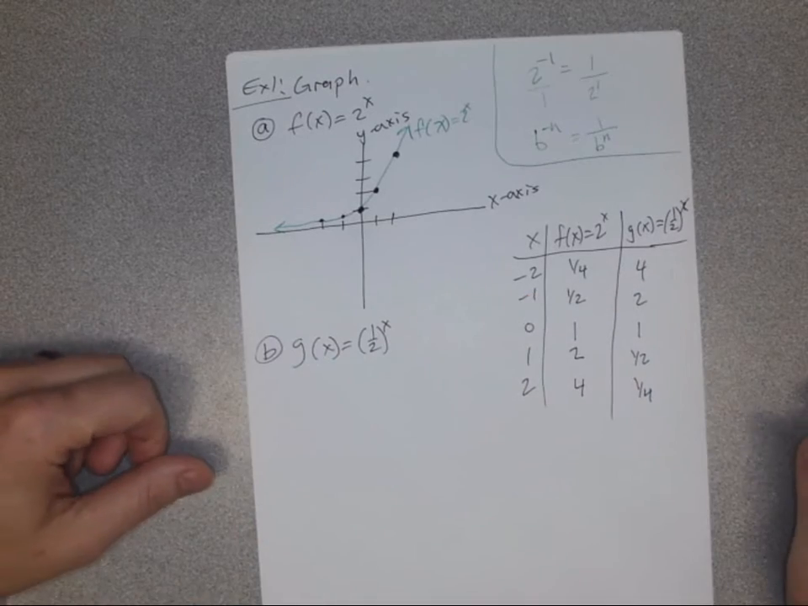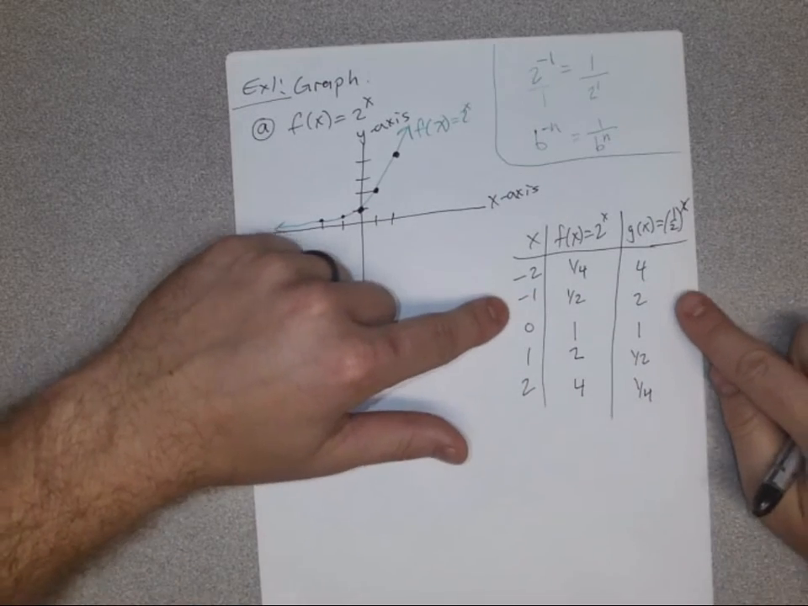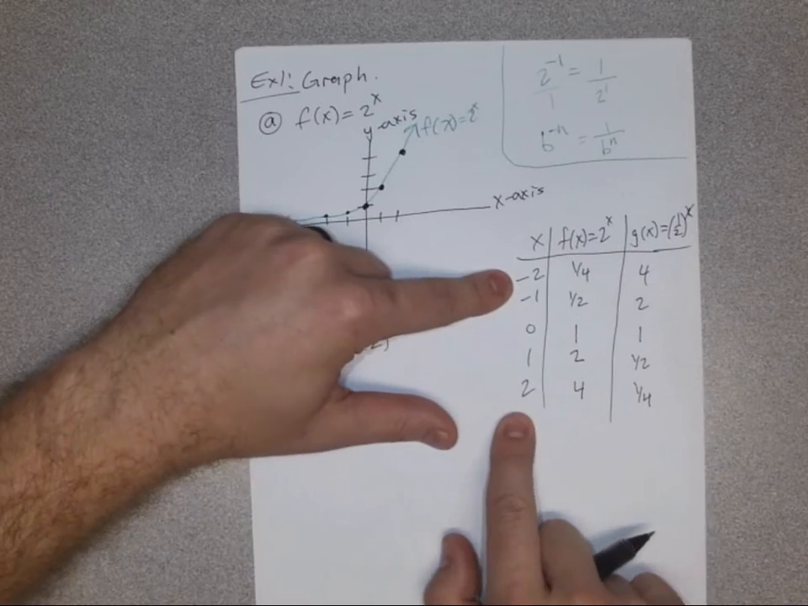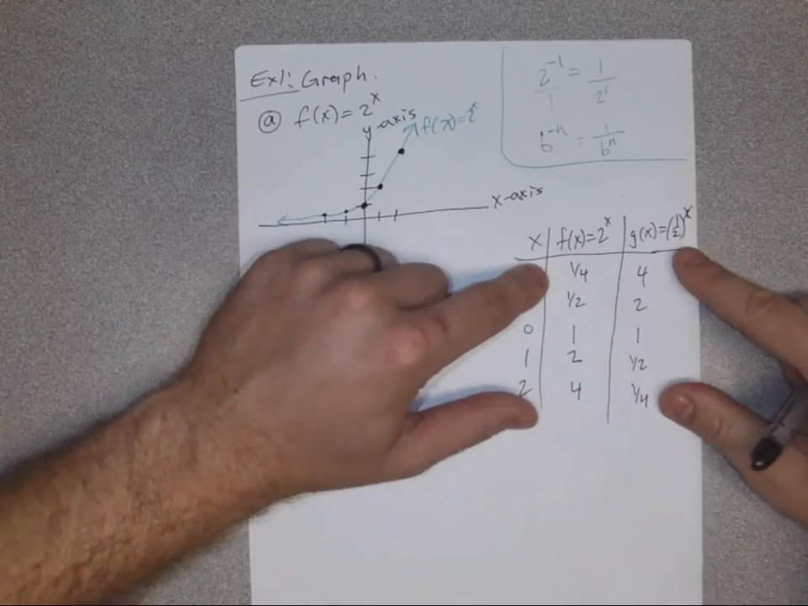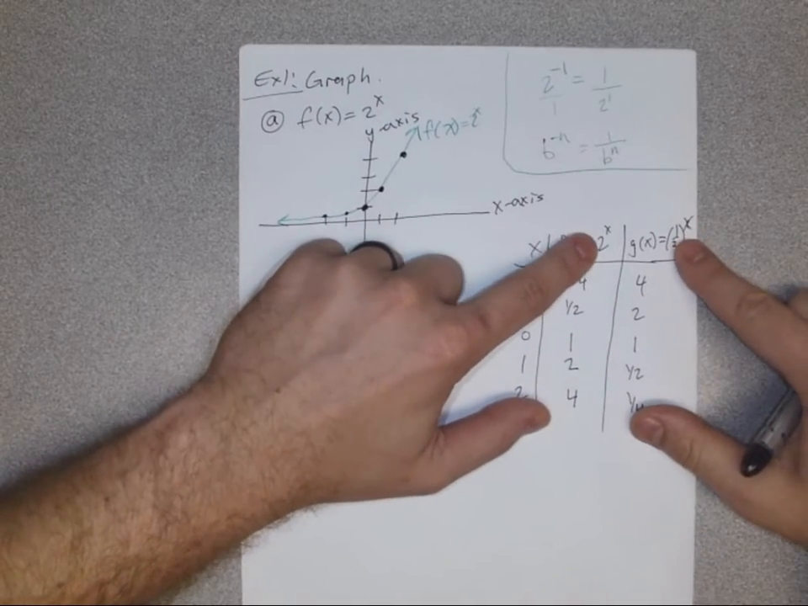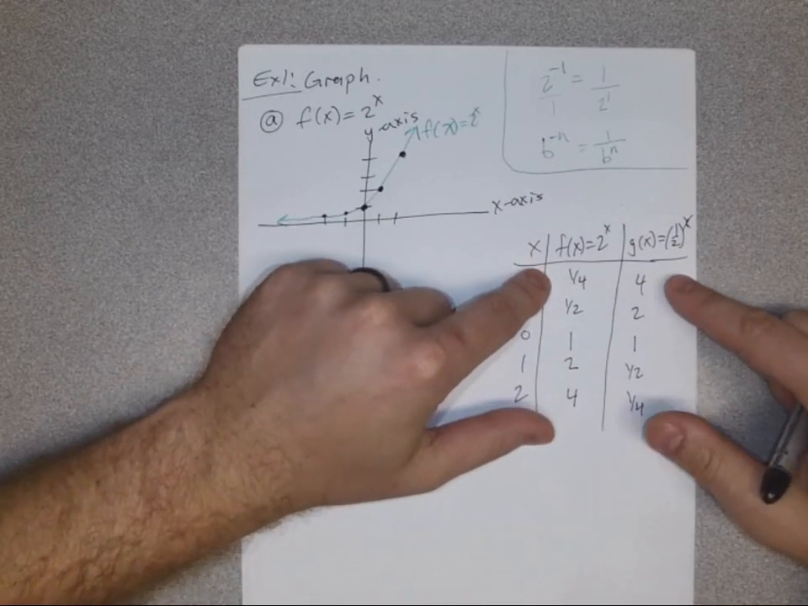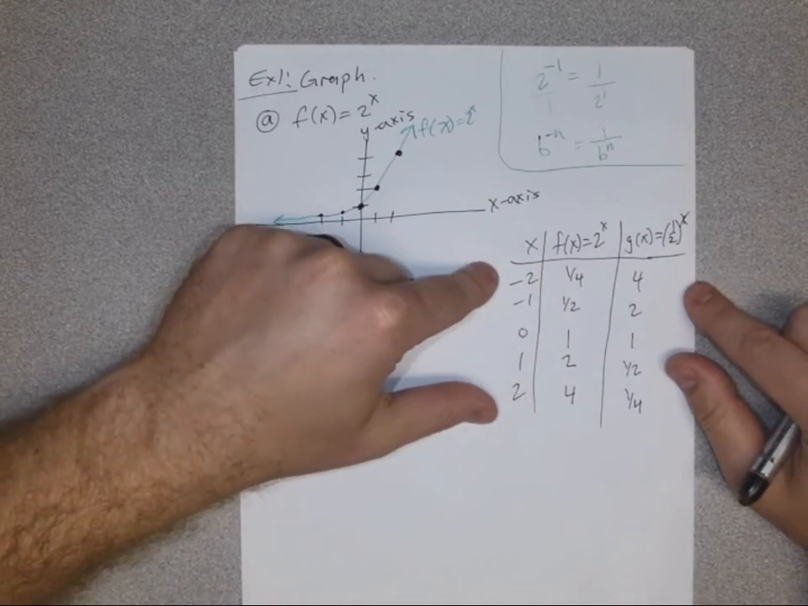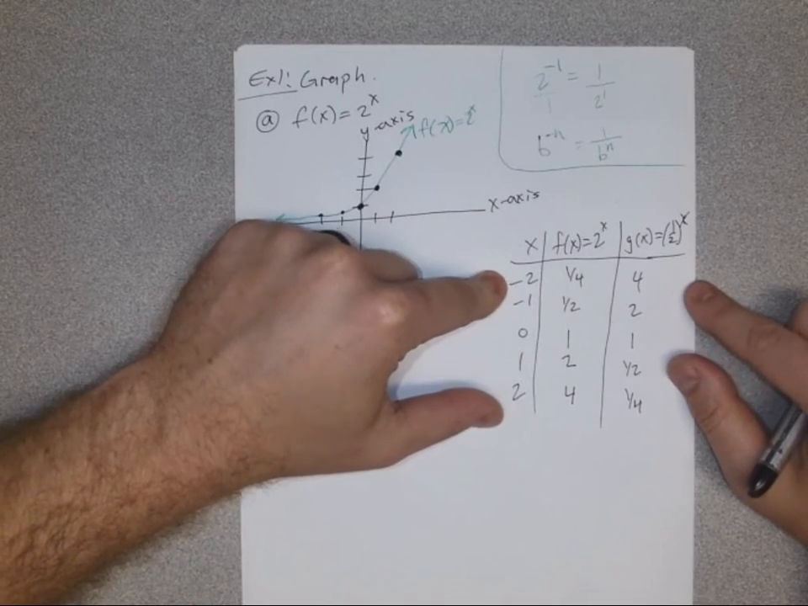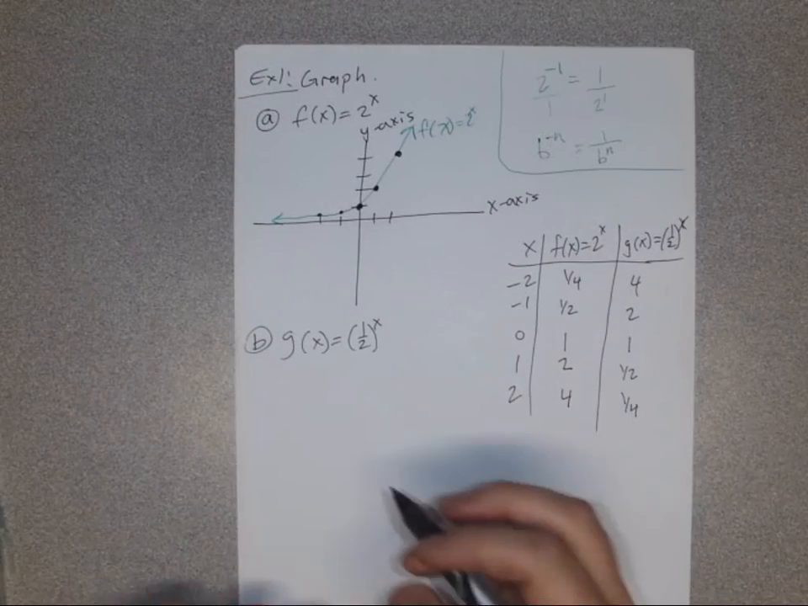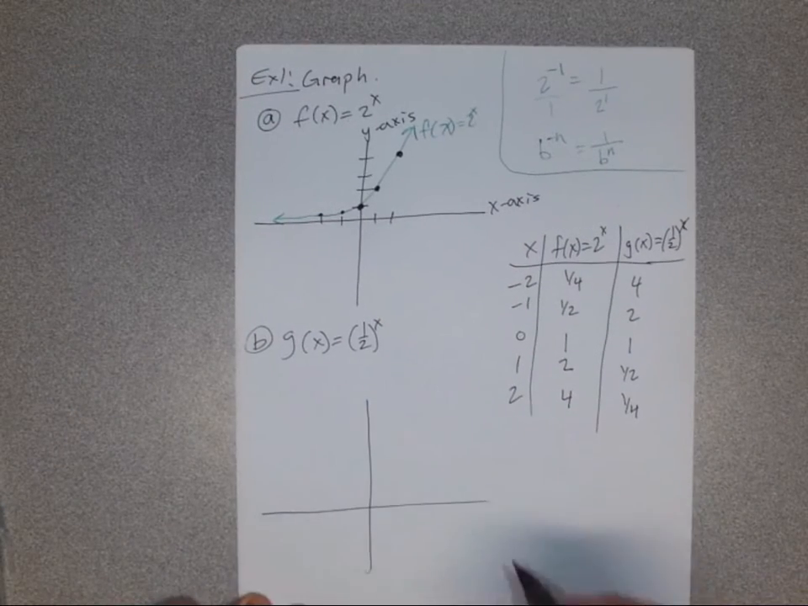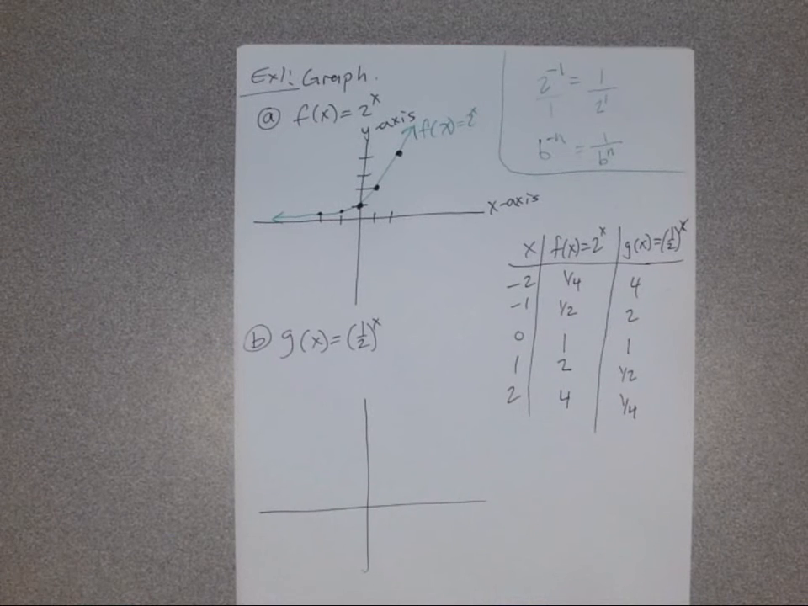What I want you to notice here is that depending on our x value and what our b is, notice our b's are reciprocals, so they're flipped. And notice all our outputs are flipped depending on whether our x is positive or negative. So just a little helpful hint to show you what's going on.